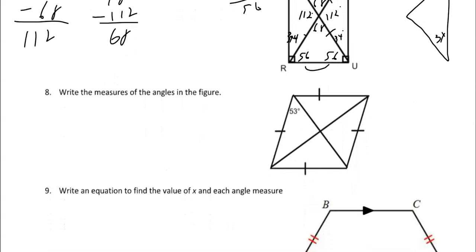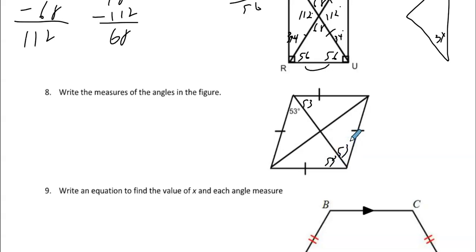Okay. Now with this shape, all the sides are equal. Okay? So if you look on your chart, this is called a rhombus. And on a rhombus, the diagonals bisect the angles, which means if that's 53, this is 53. And so the opposite ones are the same also. So these are both 53.